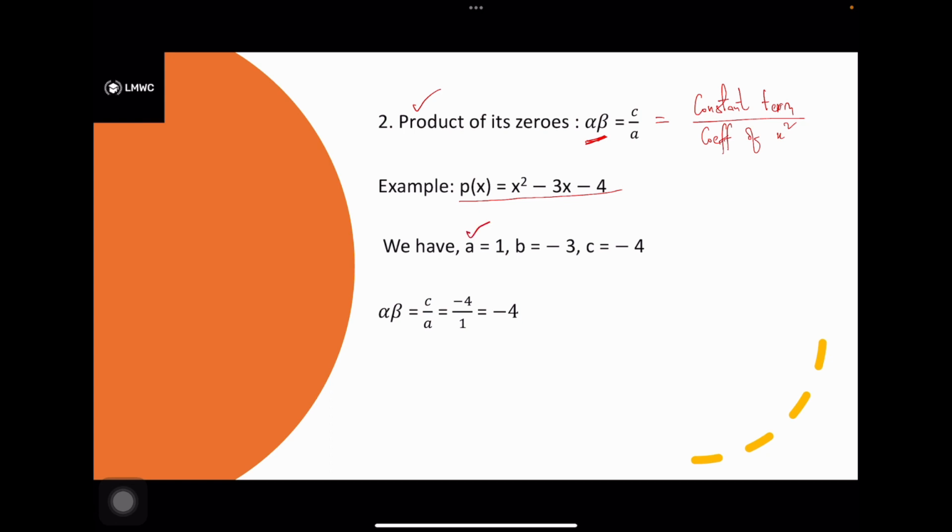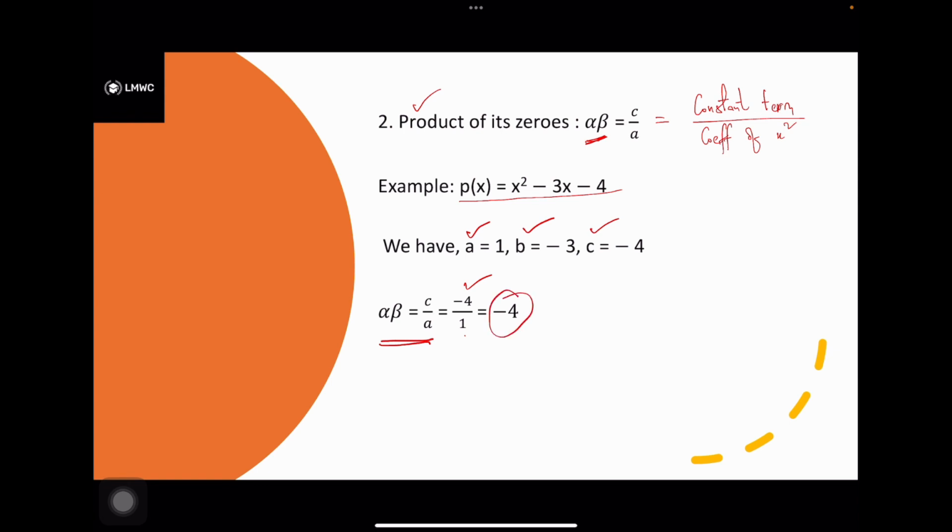So our A and B and C are already taken out. So what we need to do is, we just need to put the value of C and A in the formula. So C is equal to -4, A is equal to 1. So -4 by 1, I can write it as -4.